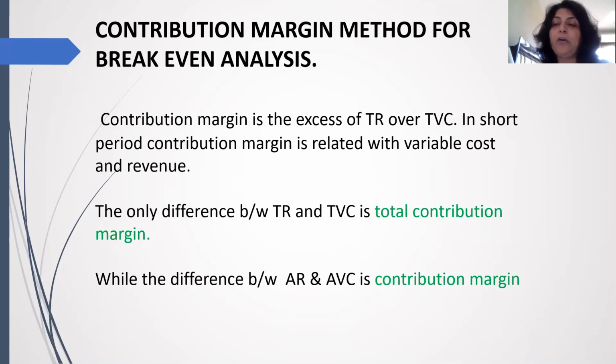You have to be very conscious at the point of break-even. The difference between AR and AVC, here we are taking average revenue and average variable cost, is the contribution margin. While the total contribution margin is given by the difference of TR and TVC, the contribution margin is given by the difference of AR and AVC.